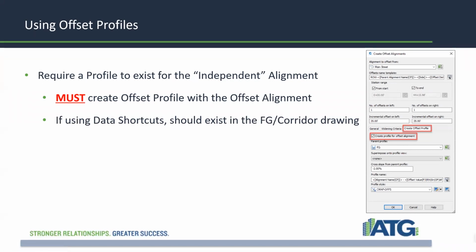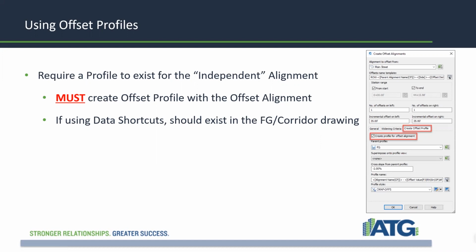If you're using a data shortcut, and there are lots of reasons to use data shortcuts for your alignments and profiles, I would suggest that your parent or your independent profile lives in the FG or your corridor drawing. So what this means is if you need to make a change to any of your vertical information, it's a lot easier to do that in the file that's going to be creating that model.